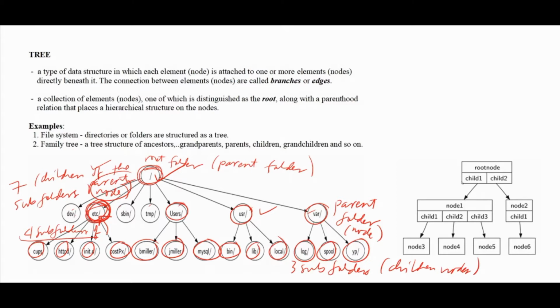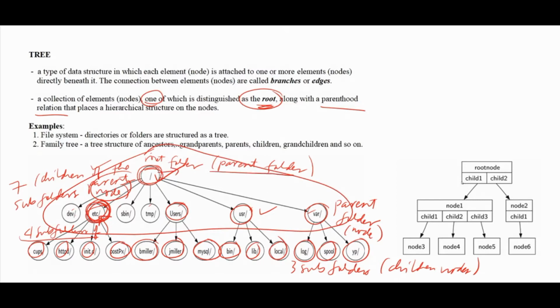So in a data structure tree, one node is distinguished as the root. Being the root, there is this established parenthood relation among the nodes. Like in this case, among these nodes, this one is the parent node, and all of these are the children nodes or the children subfolders. And at this point here, this one is distinguished as the parent folder or the parent node, and these 4 nodes here are the 4 children nodes of this parent node.